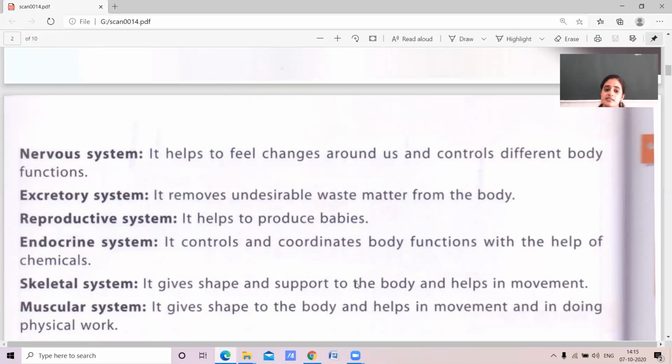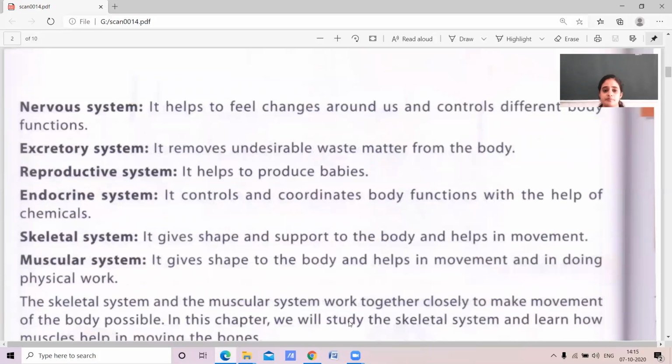Okay. The next is the excretory system. The excretory system removes the undesirable waste. After the nervous system, the excretory system is where the waste material is removed from our body. Yes, children. After utilizing the food, our body should remove the waste material. We call that process the excretory process.